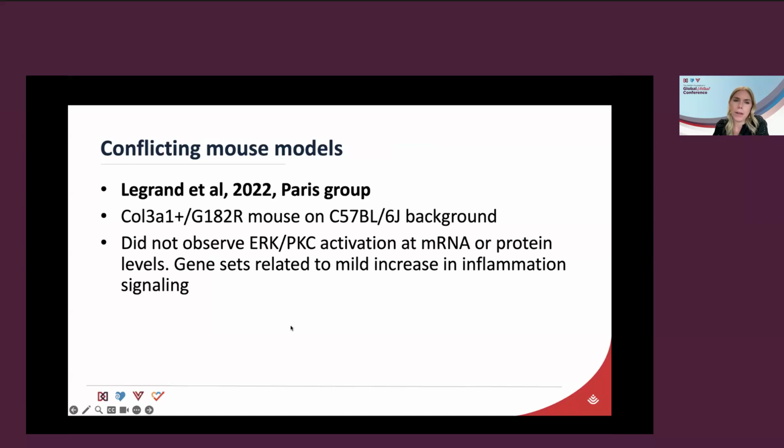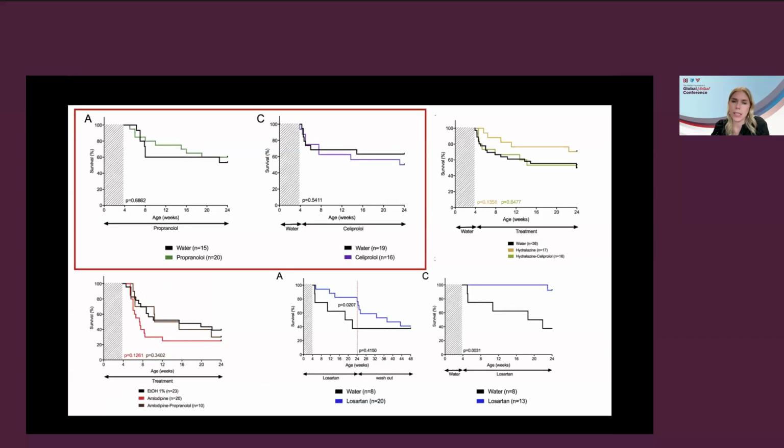So one other thing to follow up, and I know we're getting short on time, but there was another paper from the Paris group looking at their mouse model of VEDS, and they did not see that the same pathway was activated. They found totally different genes or proteins affected, and they seem to be in the inflammatory cycle or inflammation signaling rather than this PKC pathway. And they did the same thing. They did a bunch of studies with meds.